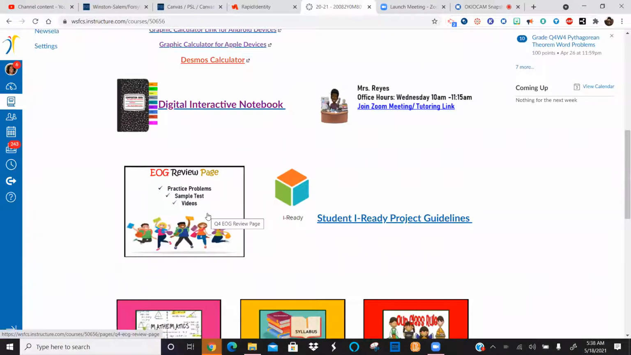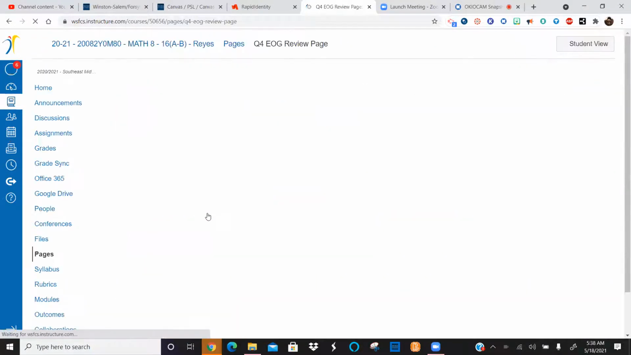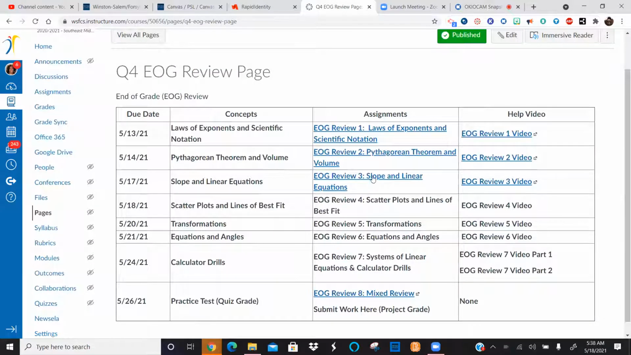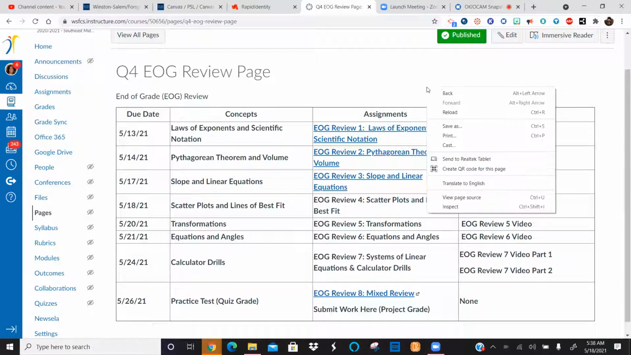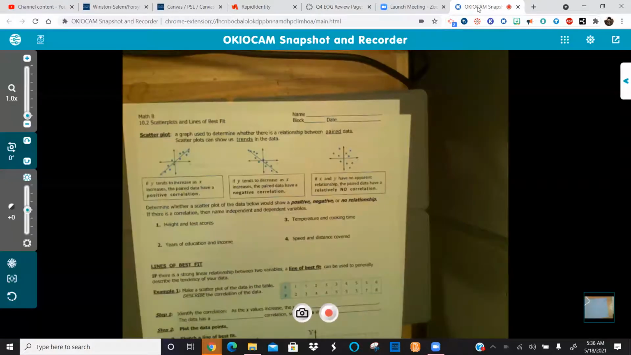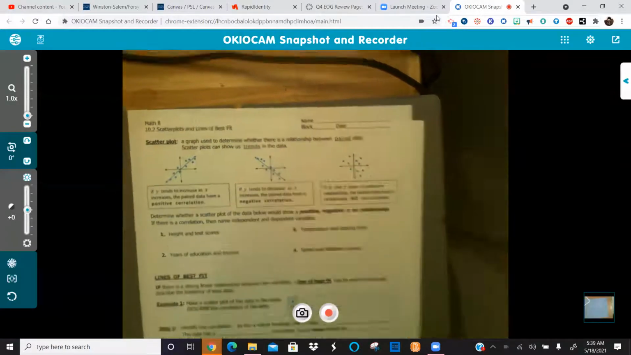You are here for your EOG review, and this is the one that we're working on right here. Sorry, we're working on number 4, scatter plots and lines of best fit. That's what we're working on. So I'm gonna go here and I'm gonna show you what to do.